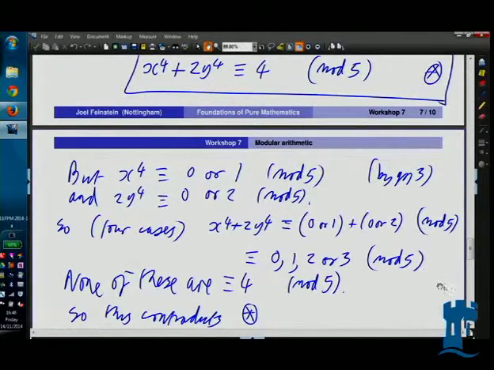It's not possible. X to the fourth is 0 or 1, 2y to the fourth is 0 or 2. You can't combine those to get 4. So that's it. No solutions mod 5 means there's no solutions at all. If you did find some solutions mod 5, unfortunately that wouldn't be helpful because you wouldn't know whether they solved the original equation or not. You'd have to go back and check.